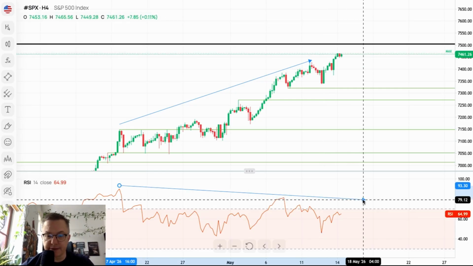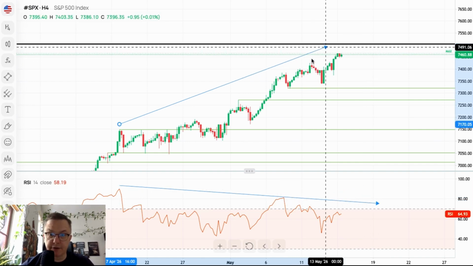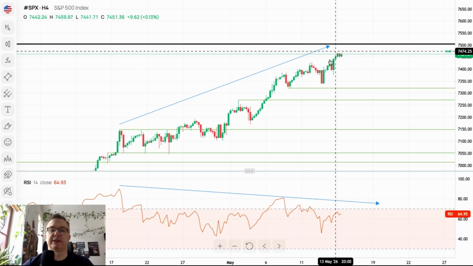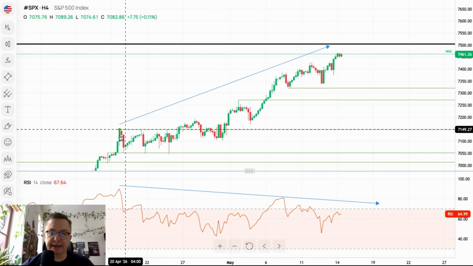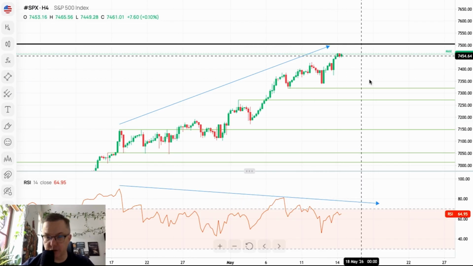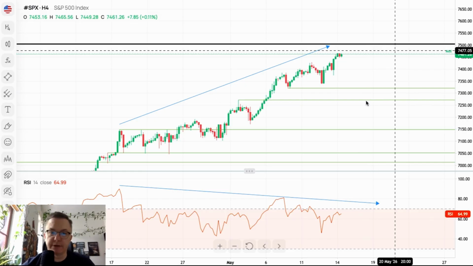Momentum wise, we keep making the momentum lower. The divergence is getting bigger, so please be prepared for a potential correction on the S&P 500, because according to this technical situation here, we might see some sort of reversal correction on the S&P. But for now, we are not quite sure when this will happen.